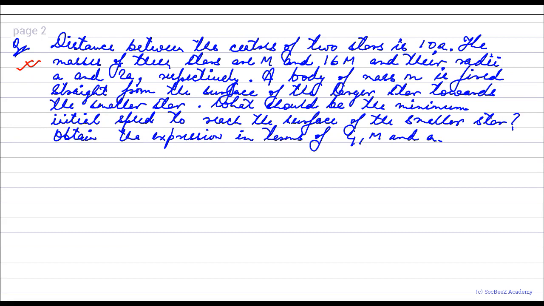A body of mass small m is fired straight from the surface of the largest star towards the smallest star. What should be the minimum initial speed to reach the surface of the smallest star? Obtain the expression in terms of g, m and a.